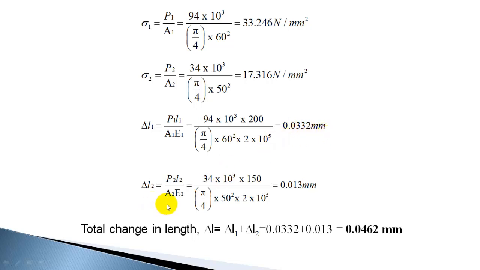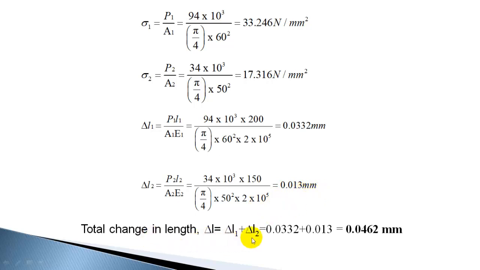Now elongation of the second section is P2 L2 divided by A2 E2. P2 is 34 into 10 raised to 3. The length of that portion is 150 mm, and the diameter you know, so you can find out the area as pi by 4 into diameter square, into Young's modulus 2 into 10 raised to 5, which will give the deformation or elongation as 0.013 mm.